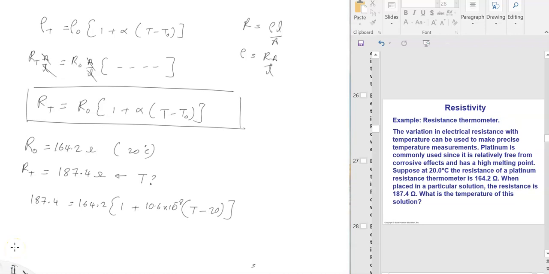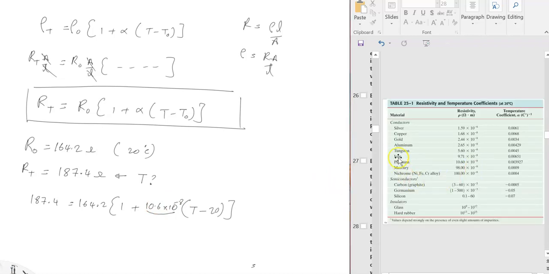Okay, looks like I have made a mistake right here. It's the temperature coefficient. I put the resistivity, so let me go back and check what it is. Let's go to the table. There you go. Platinum, this is what I put. What I should have used is this, 0.003927. So let me change that.